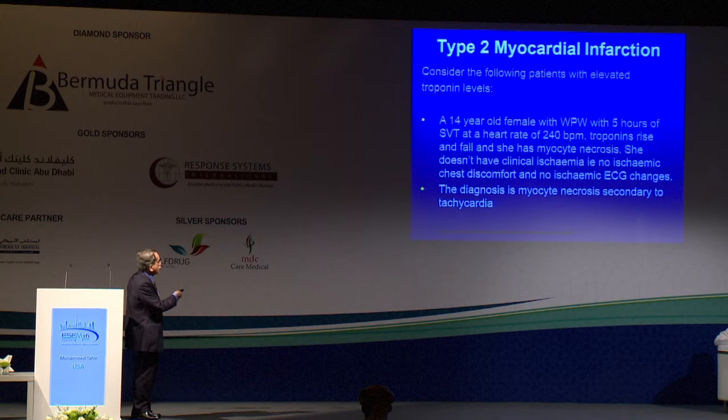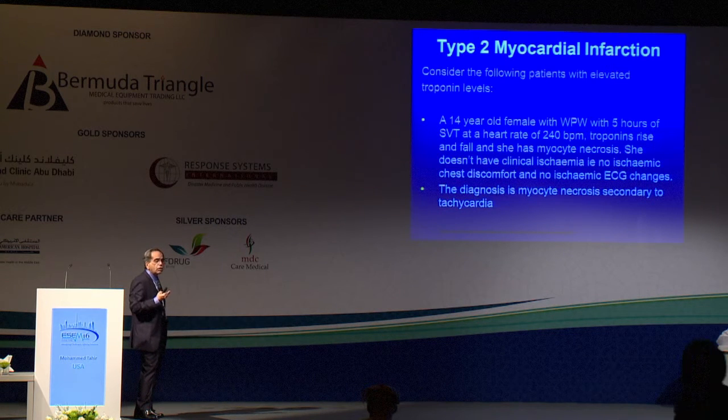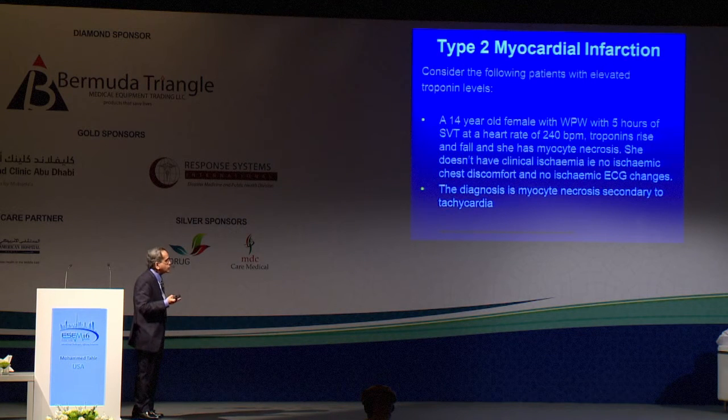So just two examples. A 14-year-old with Wolff-Parkinson-White syndrome had an SVT of 240 beats per minute for 2 minutes. Elevated troponins, no ischemic changes on the EKG. What do you do? You know that the likelihood of coronary artery disease in a 14-year-old is unlikely, and this is due to the increased demand, so you're not going to do anything. The myocyte damage is secondary to tachycardia.